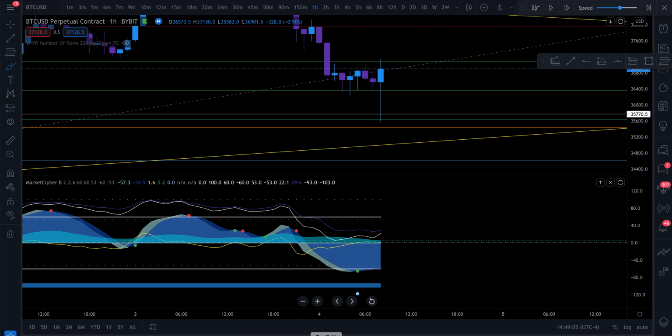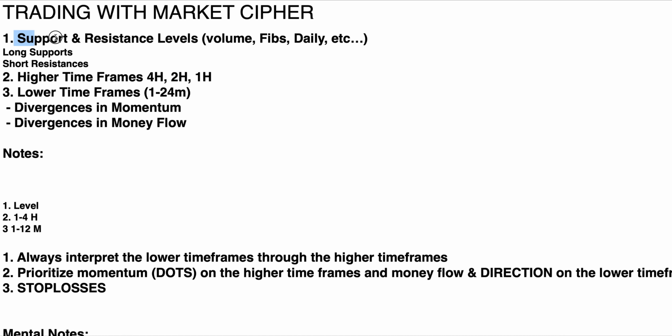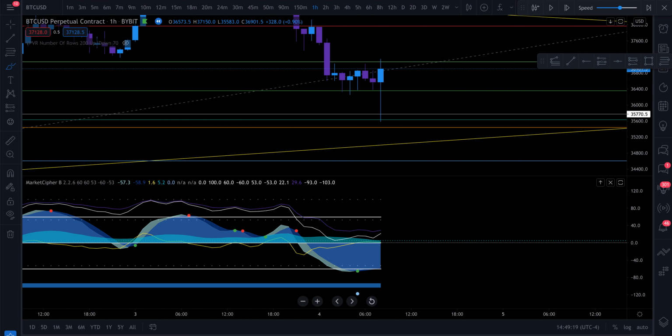Okay, so we've done step one, we've done step two. Step one says we're at a support, look for a long. Step two says the higher time frames are bottoming out. It looks like we're about to hit the bottom. Now we go to step three, those lower time frames, the 1 to 24 minute. What do we see on those lower time frames?